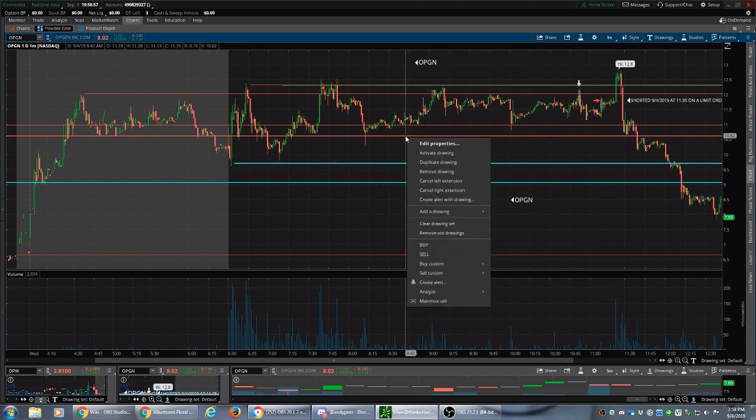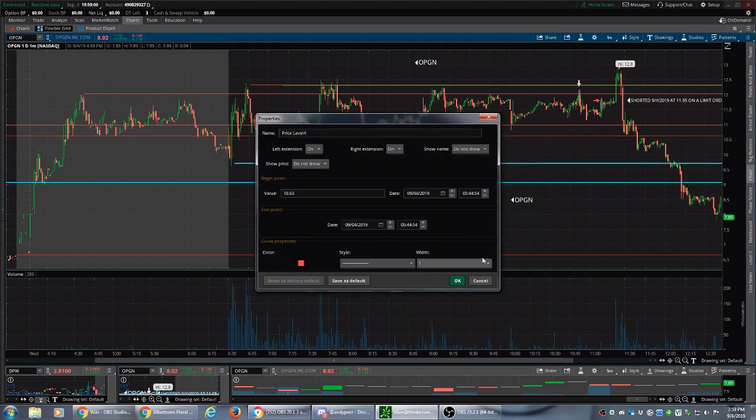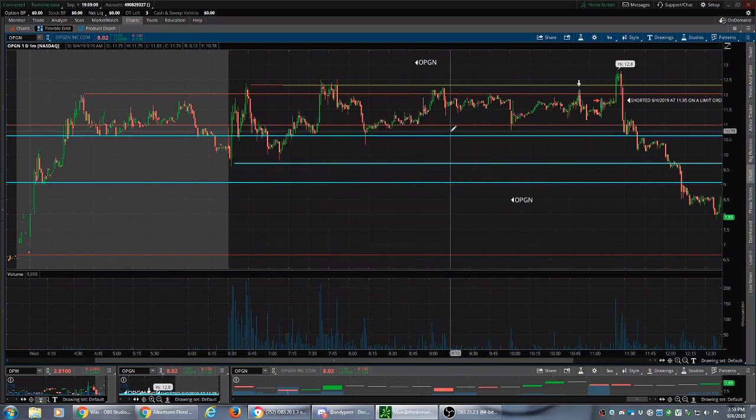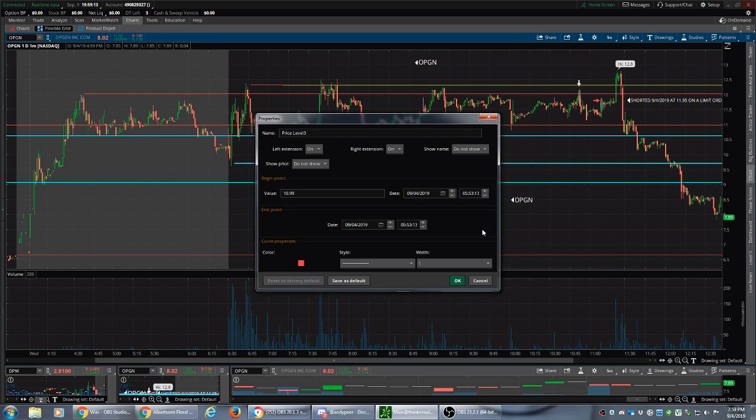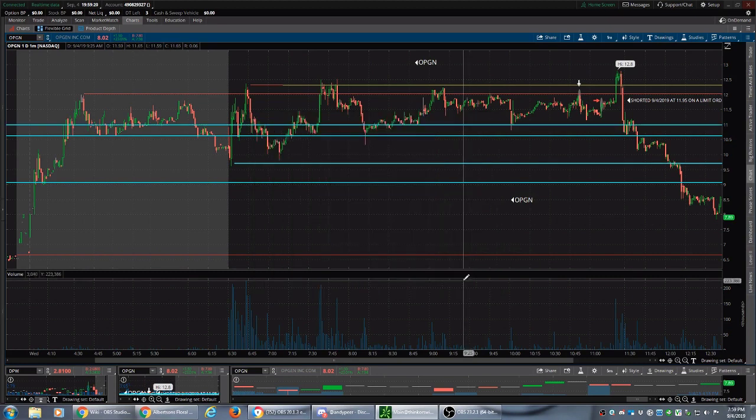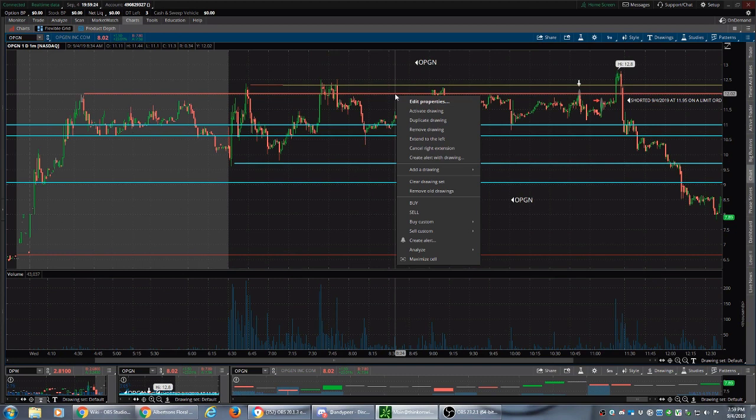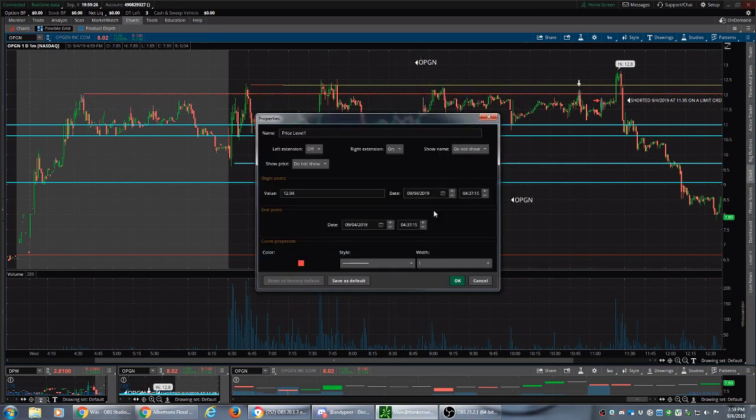Edit properties, we go to width right here, and then we go to 2 instead of 1. I mean, you can go to 5 if you want, but it's too thick, and you'll make all your lines like day glow, so you can really see them when they stand out. They may actually get in your way, but anyways. Okay, so here's all of the lines that I was working with.